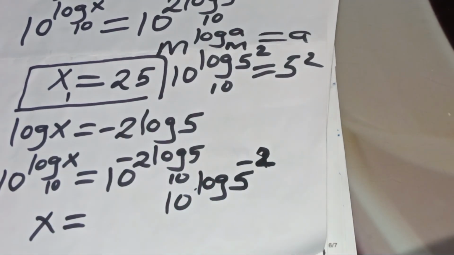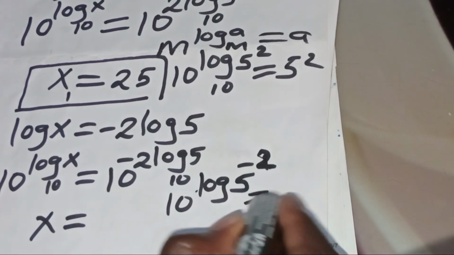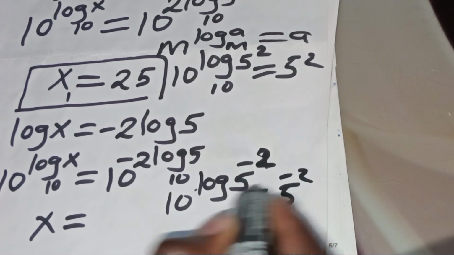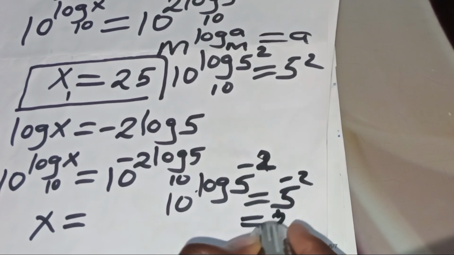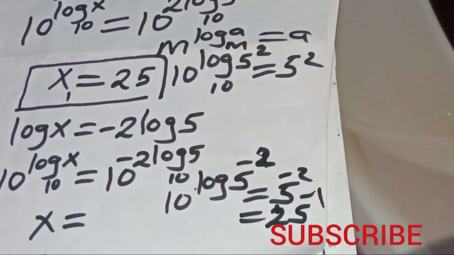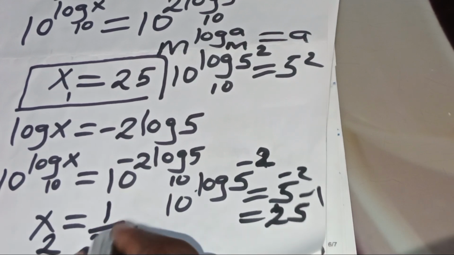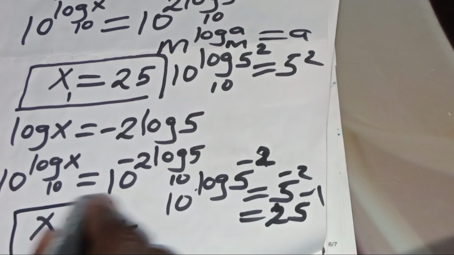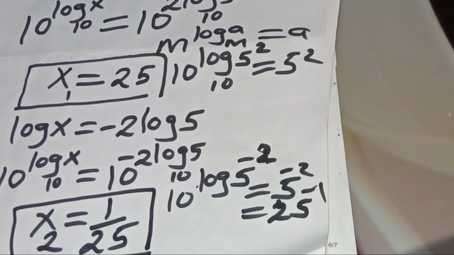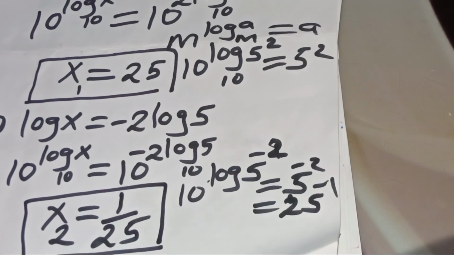This is 5 raised to power negative 2, which is 25 raised to power negative 1. And that means that x2 is 1 over 25. Now this is the second value of x. So the second value of x is 1 over 25.